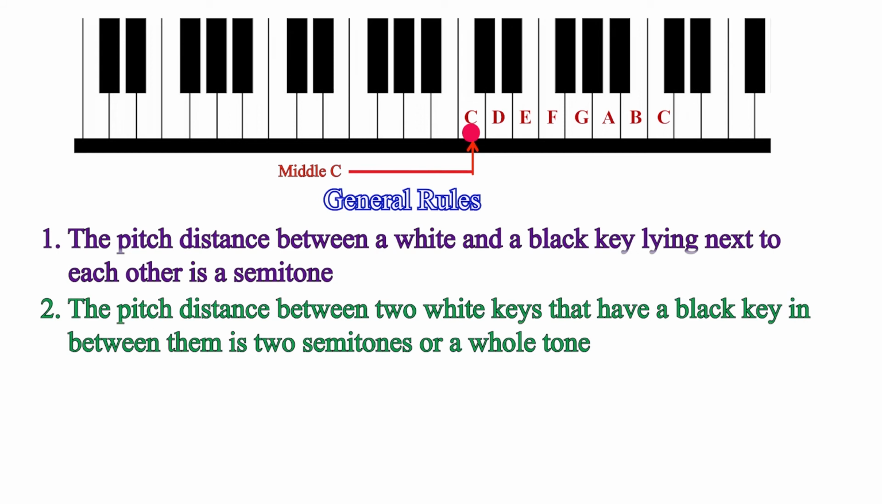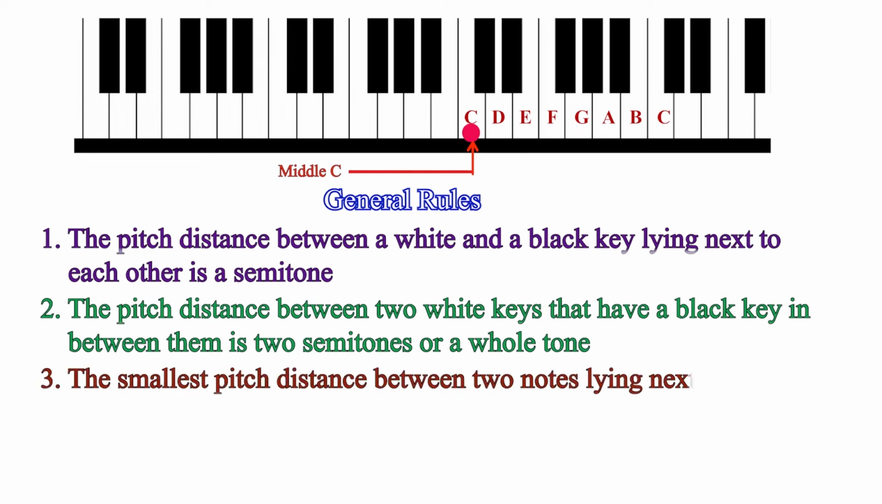There is a challenge, however. B and C and E and F have no black notes between them. So what is the pitch distance between them? To answer this question, we must learn another rule. The smallest pitch distance between two notes lying next to each other is a semitone.